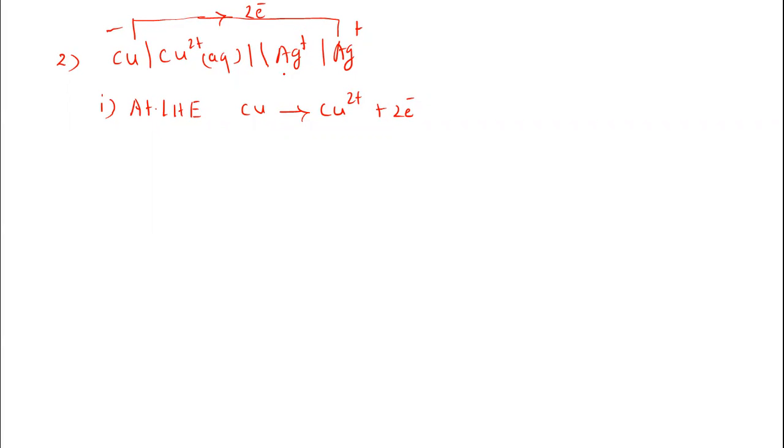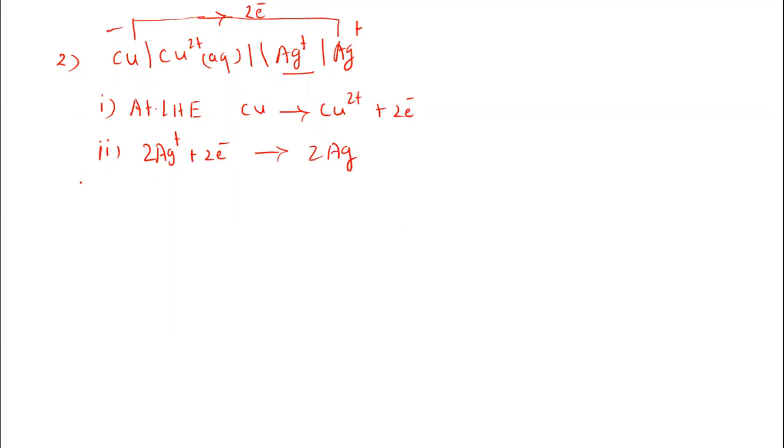Now actually there is only one silver ion, so for one silver ion we require only one electron, silver plus. Now 2 electrons are released during the oxidation process, so we have to take 2 silver ions to add 2 electrons, and it will give 2 silver metal. So silver metal is formed at the right-hand side electrode.